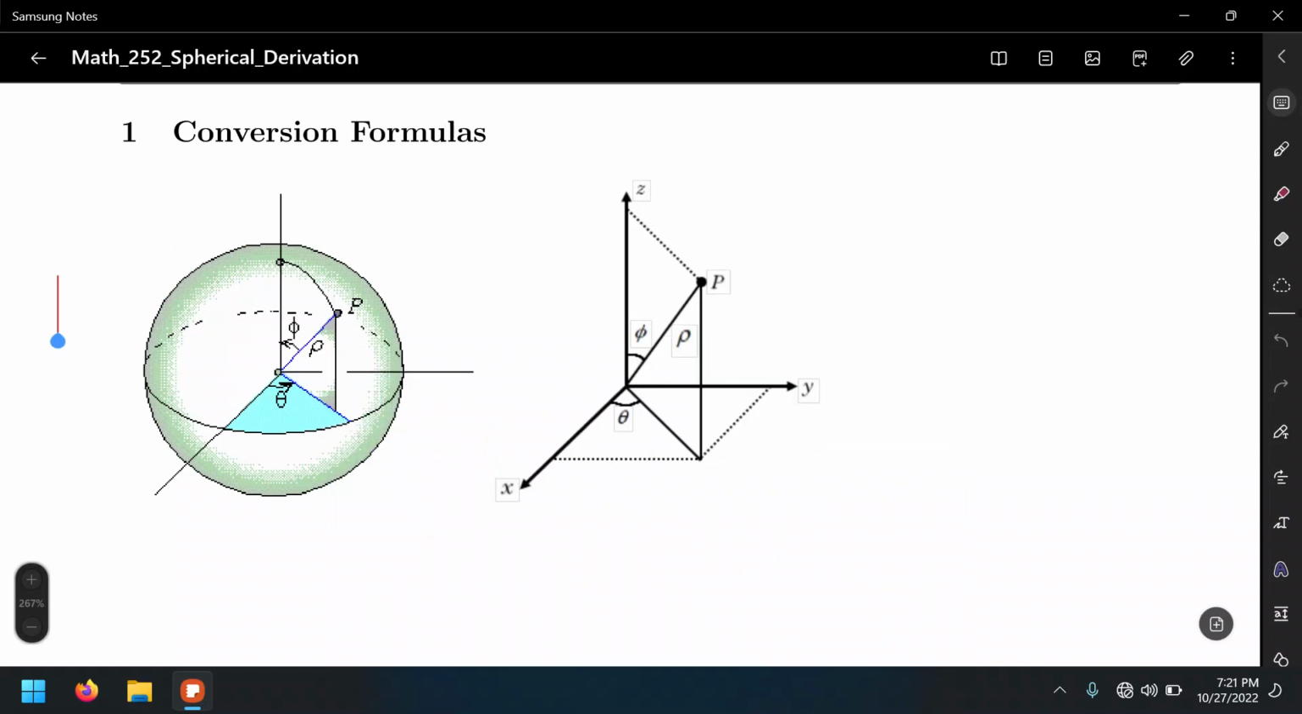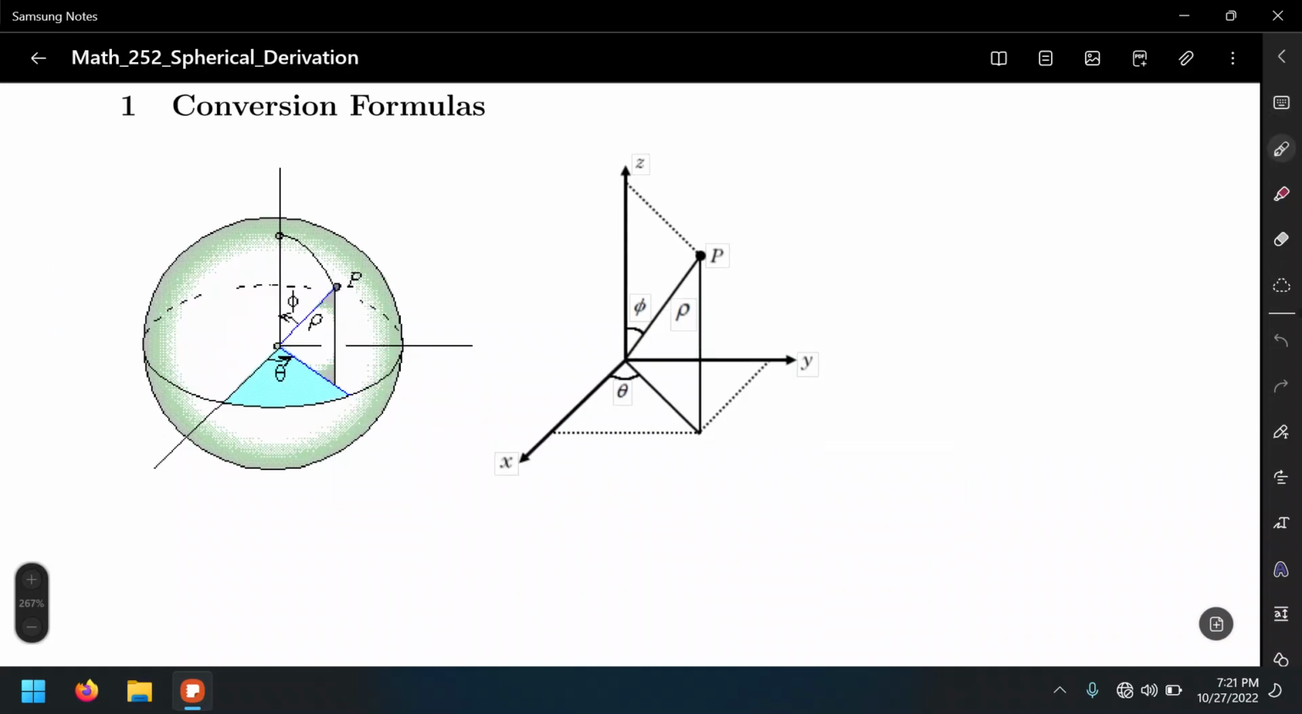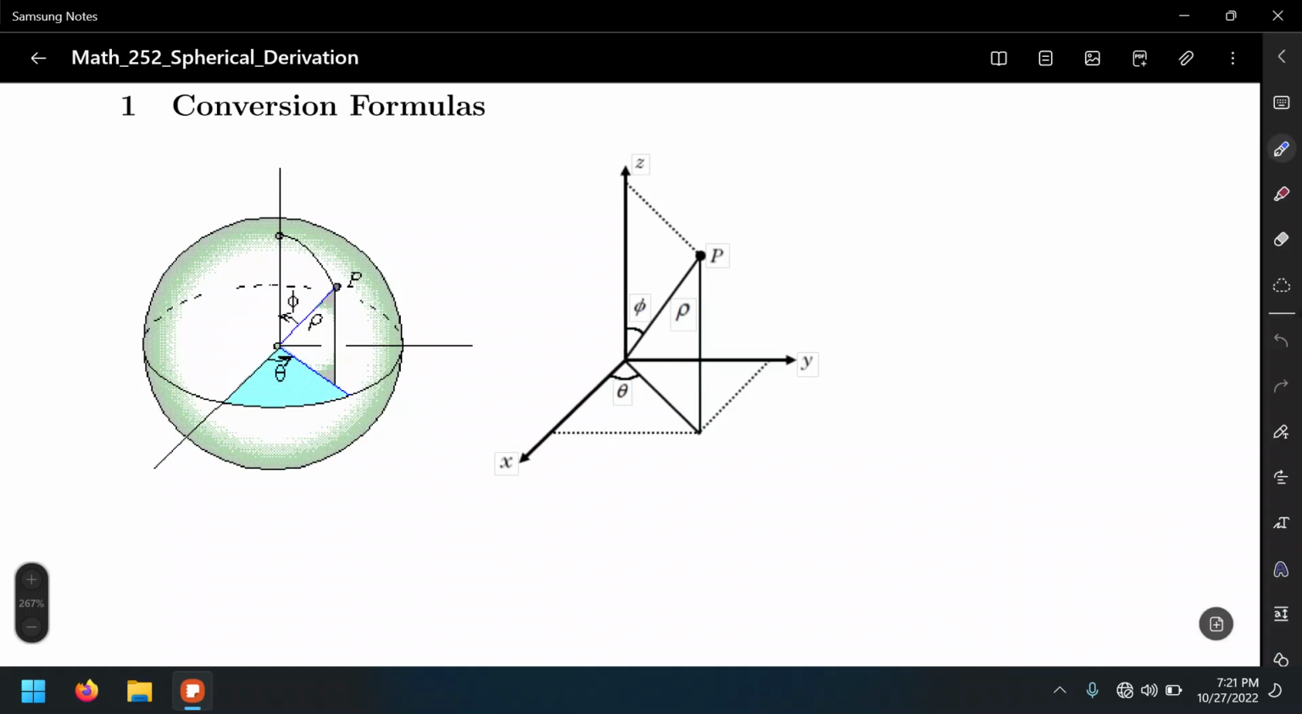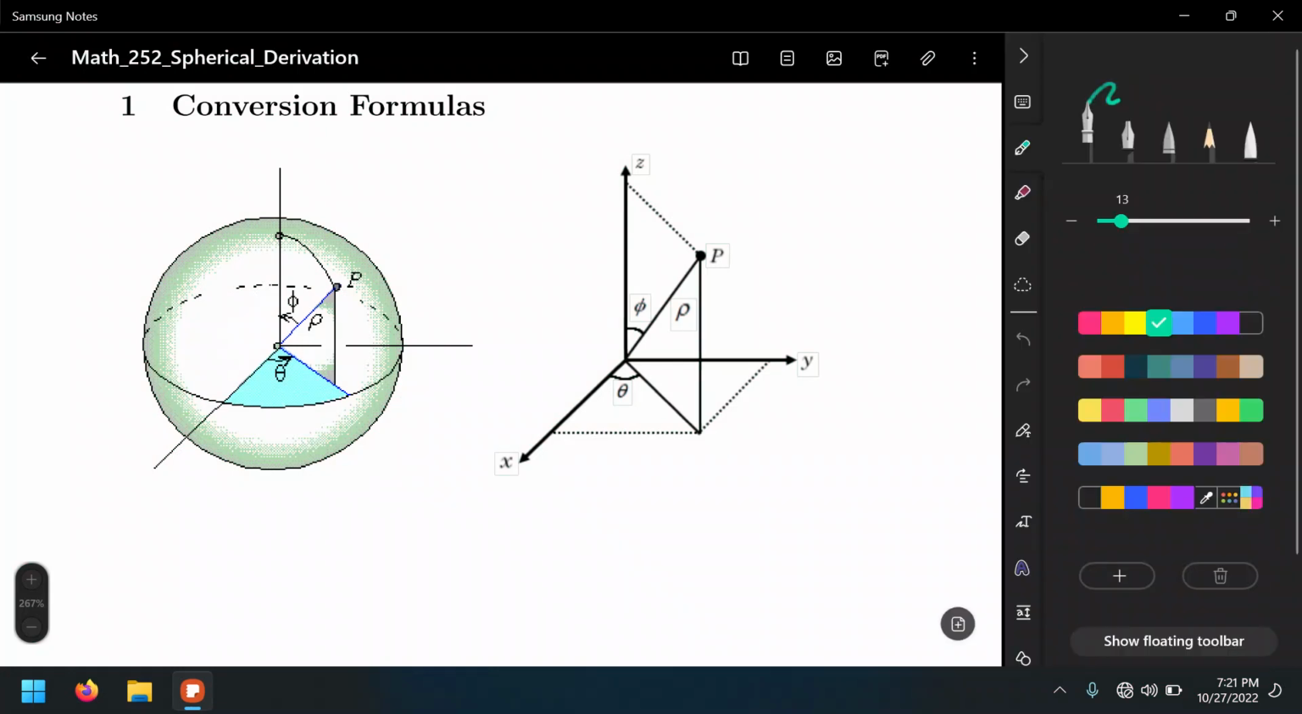So we're going to use the picture right next to it to derive these formulas for conversion. Number one, we're going to consider the vertical component and the horizontal component. First of all, let's label. This is the point right here. To get to this point, we need to move x units in the x direction, y units in the y direction, and up z units to get to that point P.